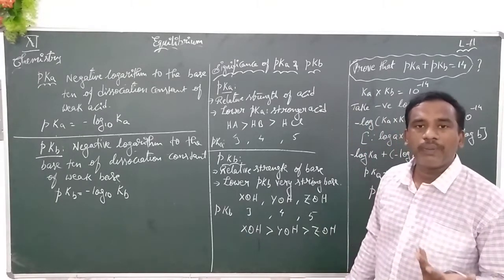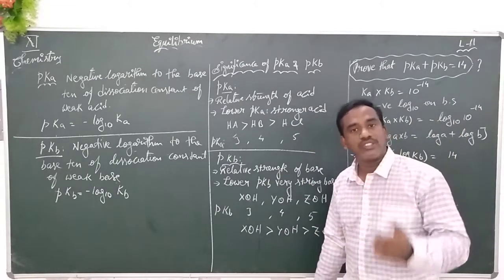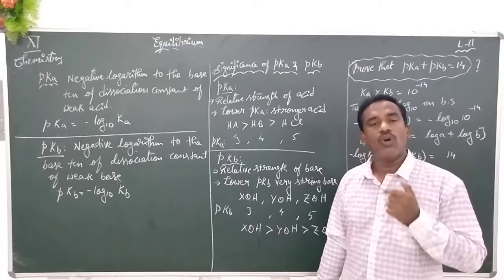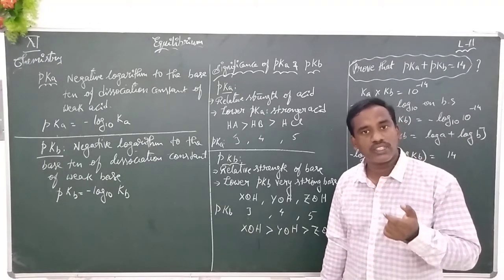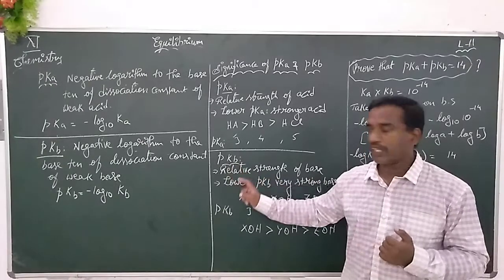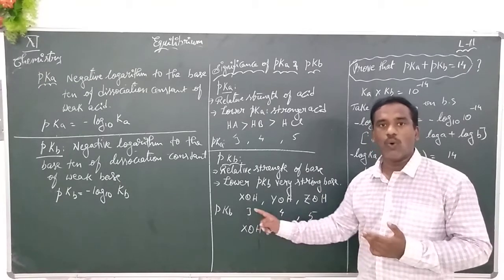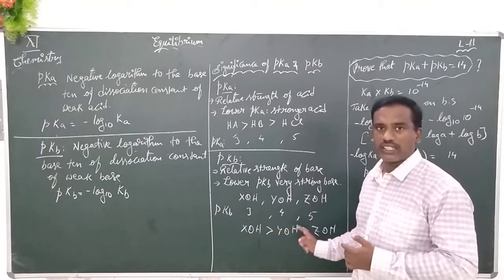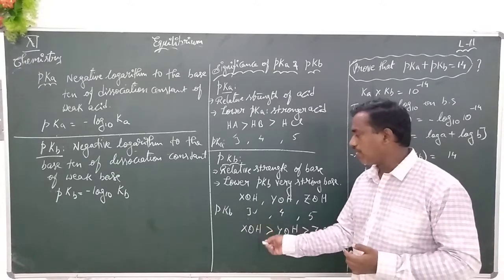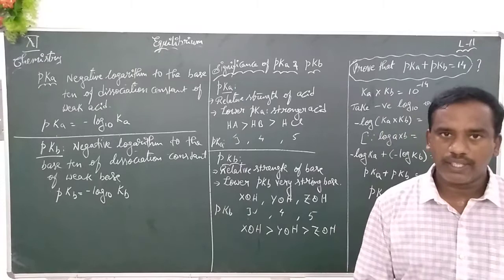Then what about pKb? The same method applies. It expresses the relative strength of the base, and the smaller the value, the greater the strength of the base. So the relative strength is explained by the pK value. For example, bases XOH, YOH and ZOH have values 3, 4 and 5. Among these, 3 is the smallest, so the strength of that base will be more than the remaining.